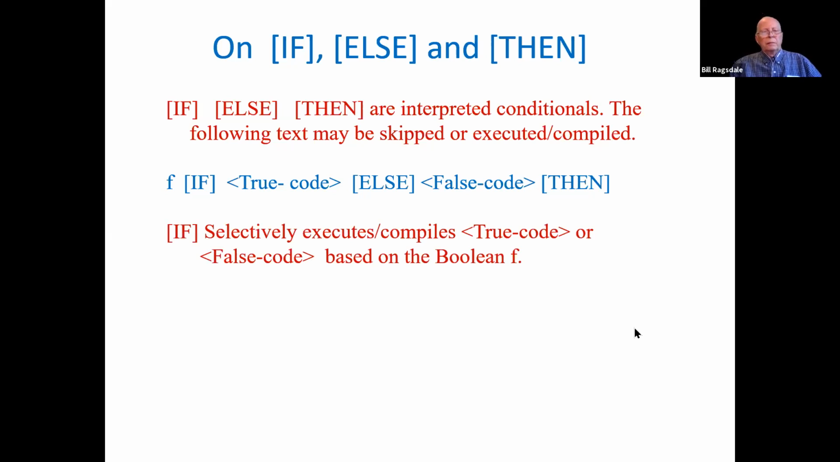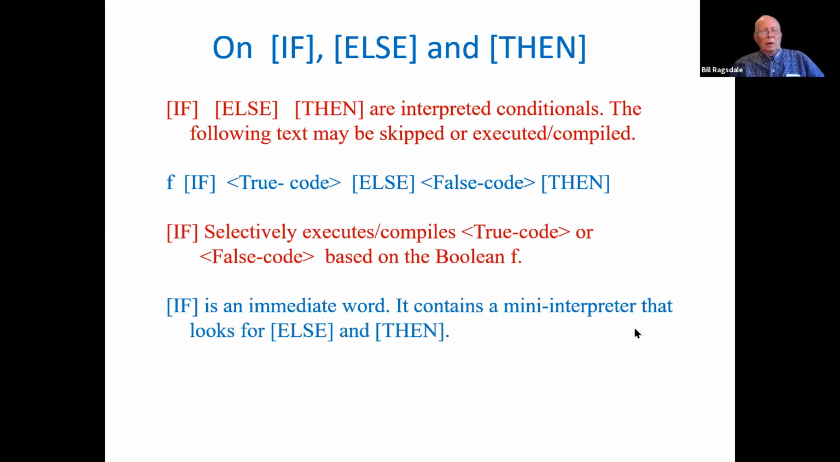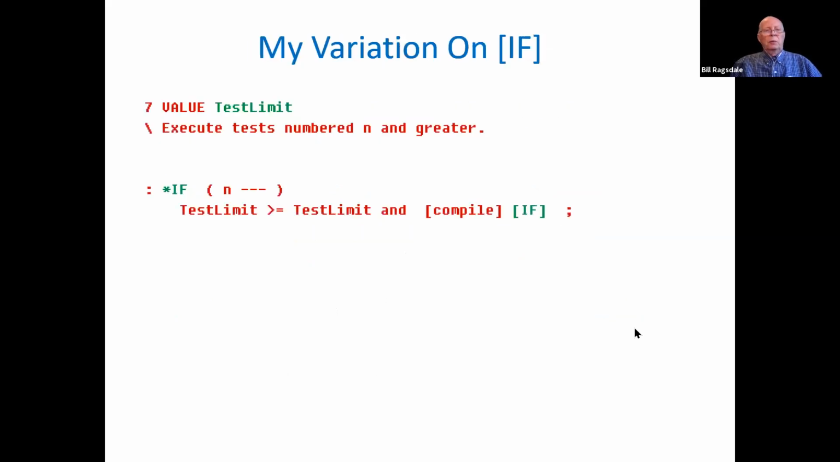So this is selective. You can selectively choose, do you want to execute the code after the if or after the else? And as a note, the bracket if is an immediate word. It actually contains a little mini interpreter that looks for else or then. And so if can be embedded in colon definitions or in source text, and it will allow, again, selective interpretation or selective compilation.